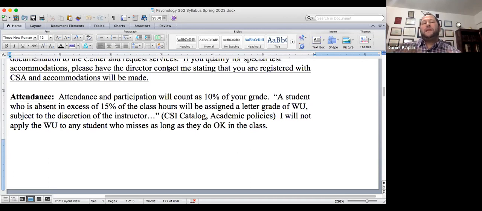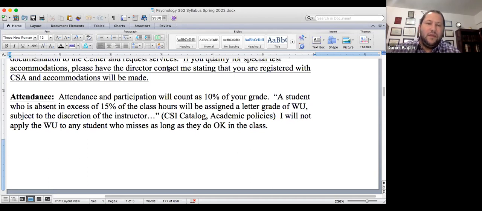I'm spending time on that because I want you to know that the biggest consequence of attendance is the participation points. That 10% is already baked in. Now, another thing that's important as it relates to my attendance policy, I don't do excused absences. If you have to miss a class, you have to miss a class.